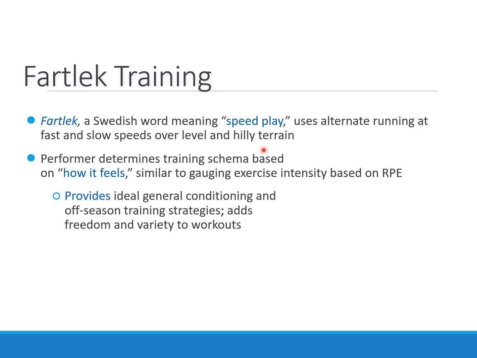The nice thing about this is that the performer can determine how it feels, and they can use the rating of perceived exertion to determine how difficult they want to make it for themselves. That's that 0 to 10 or 6 to 20 scale we talked about. It's also ideal for general conditioning and off-season training, and it adds freedom and variety to workouts. So you can really decide how long you want to do the intense running for and how long you want to do the slow running for.